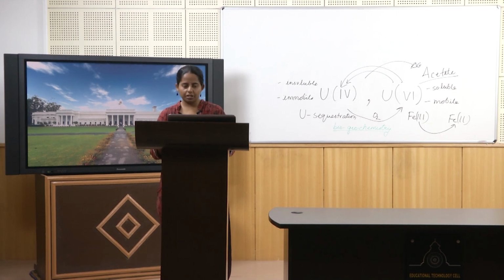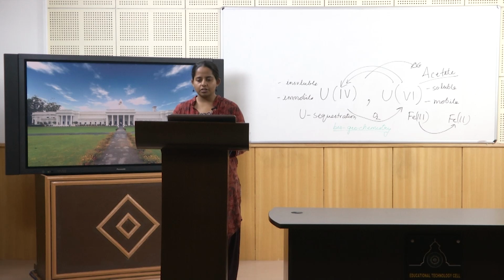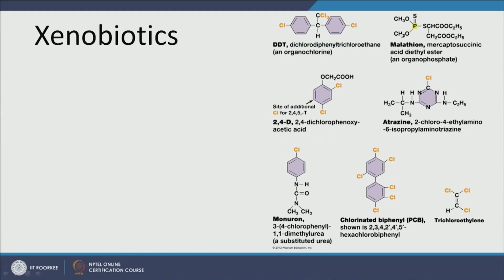Then we have malathion. This is also used for the same reason, for killing mosquitoes, and this organophosphate is quite recalcitrant, doesn't degrade very easily, and it is very toxic for humans and for many other life forms, and it also accumulates in the food cycle. Then this is 2,4-D, it's a herbicide, again very recalcitrant. This is atrazine, another pesticide, it also accumulates in the environment and is not good for life forms. This is monuron.